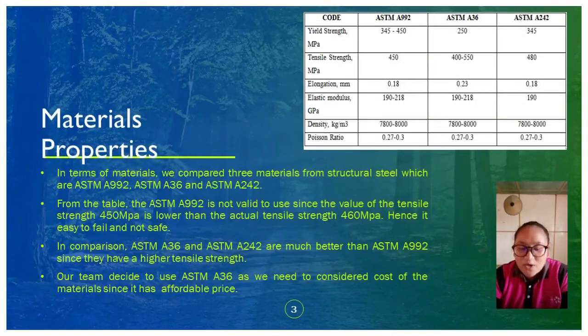In terms of materials, we compare 3 structural steel materials, which are ASTM A992, ASTM A36, and ASTM A242. From the table, ASTM A992 is not valid to use since the tensile strength value of 450 MPa is lower than the actual tensile strength of 60 MPa. Hence, it is easy to fail and not safe. In comparison, ASTM A36 and ASTM A242 are much better than ASTM A992 since they have a higher tensile strength. Our team decided to use ASTM A36 as we need to consider the cost of the material since it has an affordable price.